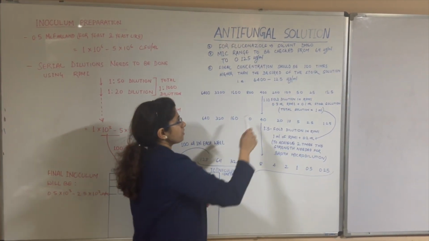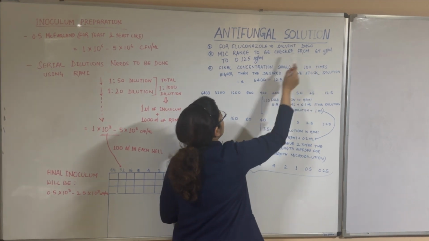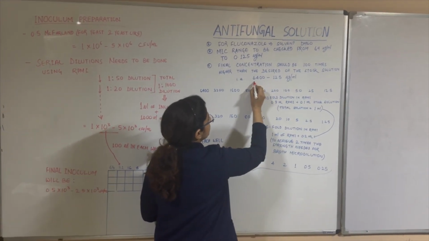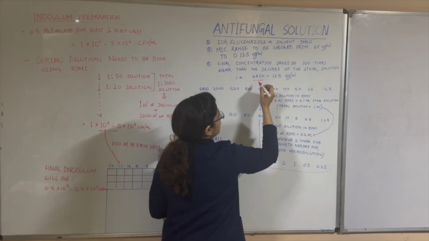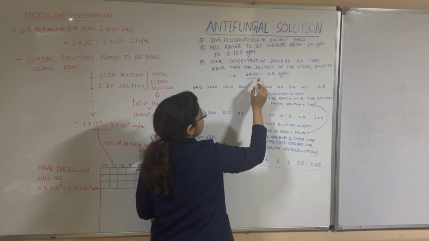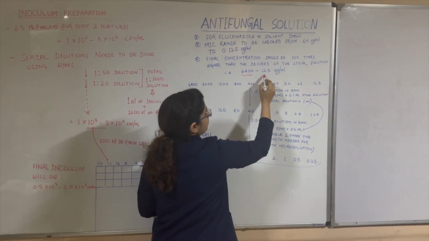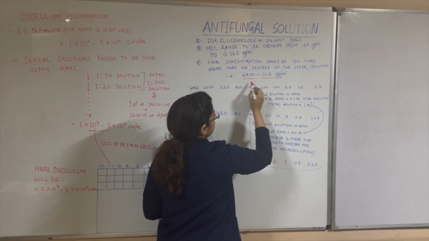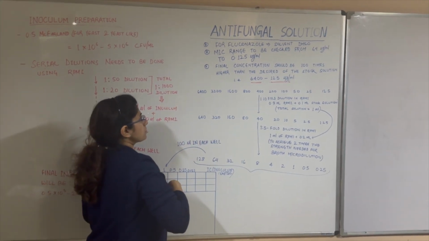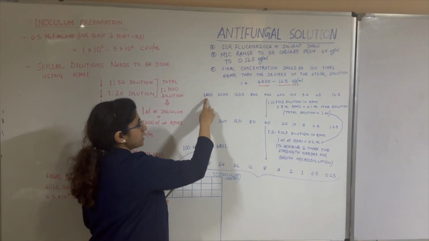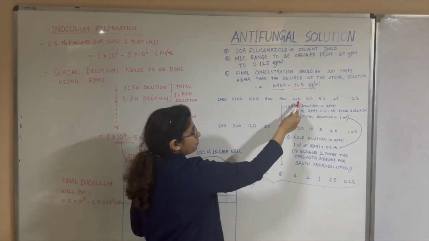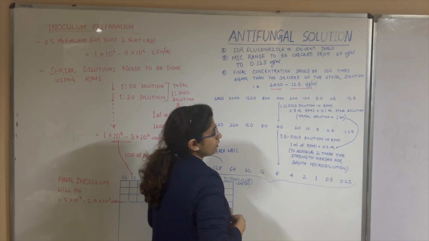stock solution should be 100 times the desired concentration which we have to test. The desired concentration which we have to test is from 64 to 0.125. So the concentration of the stock solution which we have to prepare is 100 times more than what we desire. So 64 into 100, 6400, to 12.5 microgram per ml. So we have to prepare stock solutions of these concentrations. We have prepared multiple stock solutions of different concentrations like 6400, 3200, 1600, 800, 400, 200, 150, 25 and 12.5.